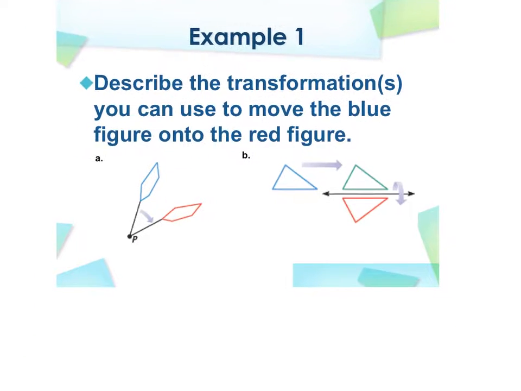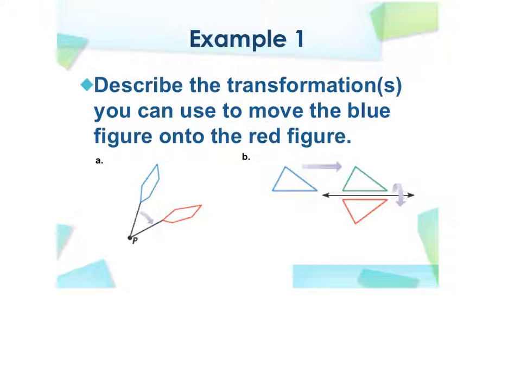So now we're going to see two examples of a transformation. In A, what kind of transformation is going on there? Is it a reflection? No. Is it a rotation? Yes. Look at this little arc mark, this little arrow. This is indicating that there's a rotation to it. So this would be a rotation.